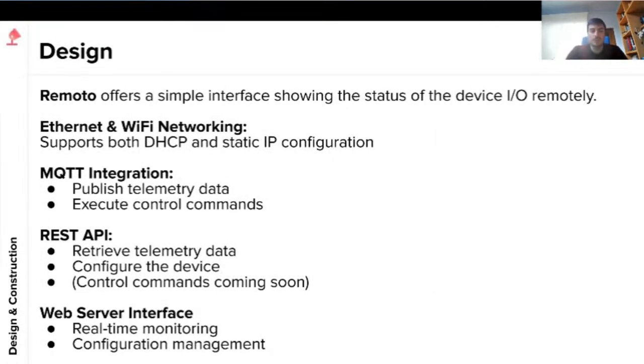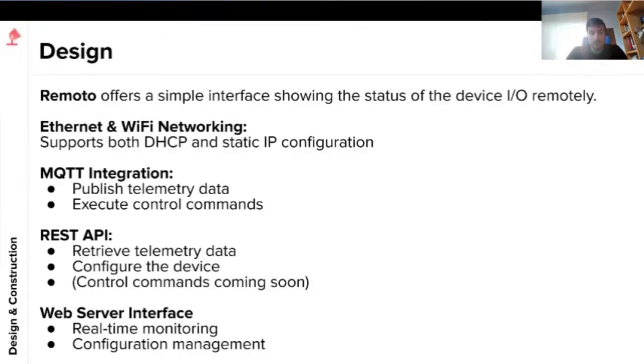So the design points are the fact that Remoto offers a simple interface showing the status of the device I/O remotely. It uses Ethernet and Wi-Fi, depending on what you have on your Opta, and it supports both DHCP and static IP configuration to suit your needs. It mainly focuses on MQTT, so it has an MQTT client that publishes the telemetry data and can also execute control commands like toggling a relay. There is also a REST API which gives similar opportunities to the MQTT, like telemetry data. It also gives the opportunity to configure the device and soon to control the device also via this HTTP REST API.